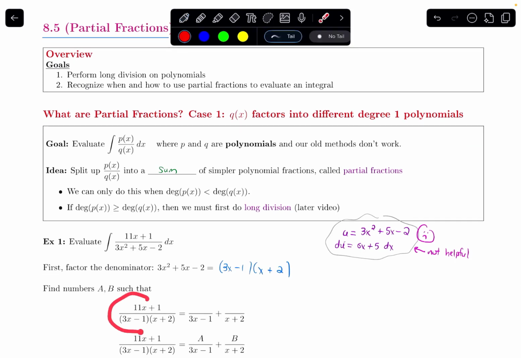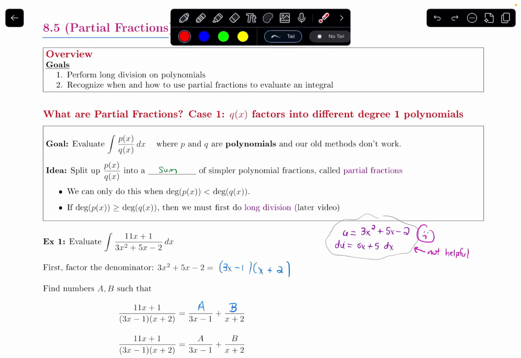My fraction now, I can split up into two fractions getting added up, where the first denominator is this first factor, 3x minus 1, and the second denominator is this other factor, x plus 2. On the numerators, I don't know what will go there, so I'll put some variables. I'll put A and B. And my goal is to figure out what the A and the B are.